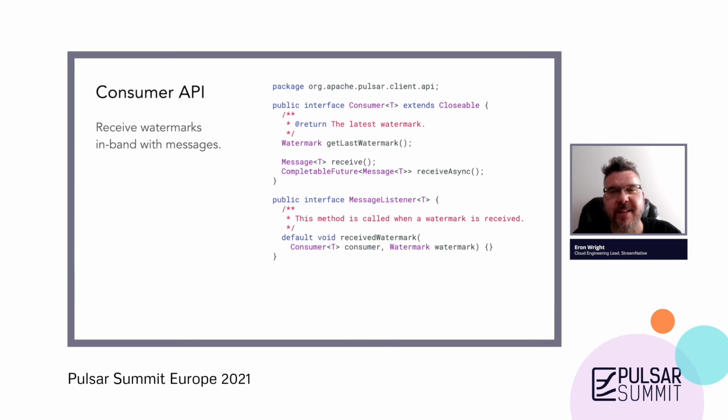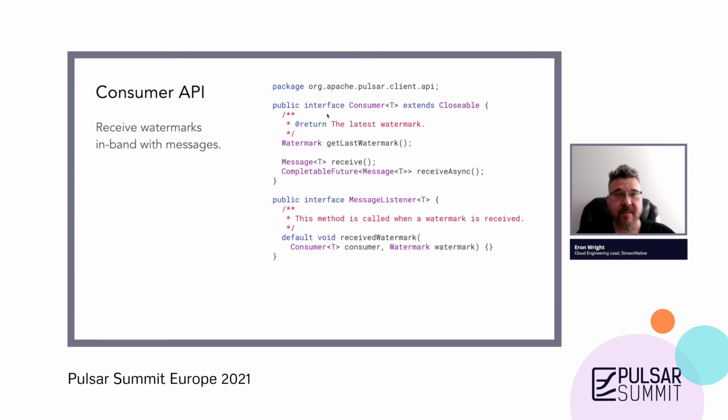Now let's take a look at the Consumer API. Consumers receive watermarks in band with messages. Depending on the language binding, there are different patterns to develop a consumer. One way is an event listener style called message listener, and this listener interface is extended to receive a watermark as it arrives. Those watermarks will be received on the same thread as messages.